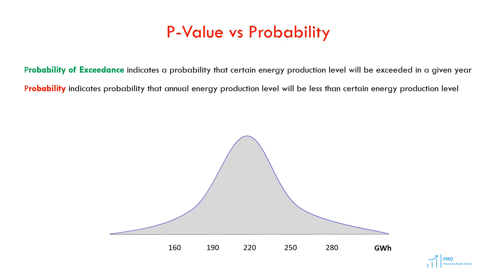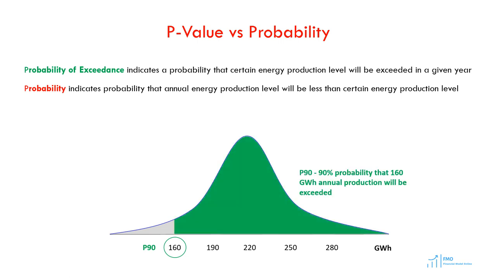Again, if we take the mean value of annual generation, which is 220 gigawatt hours, the probability will be represented by the area to the left of the mean value. So there's a 50% probability that energy production will be less than 220 gigawatt hours in any given year. Remember that our P90 value corresponds to the annual production of 160 gigawatt hours. So the P90 value indicates a 90% probability that the annual production of 160 gigawatt hours will be exceeded, and it's the area to the right under the bell curve.